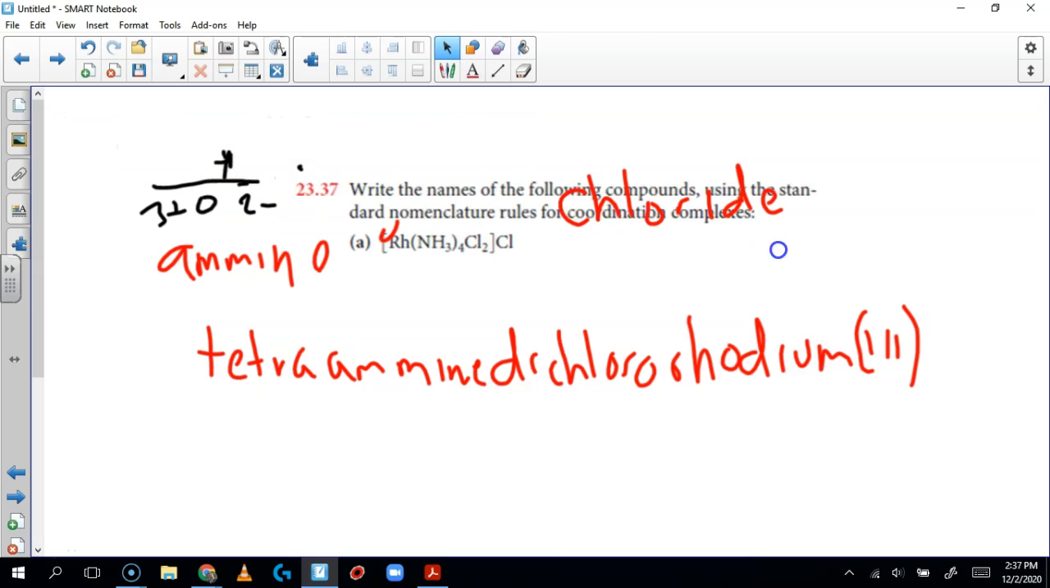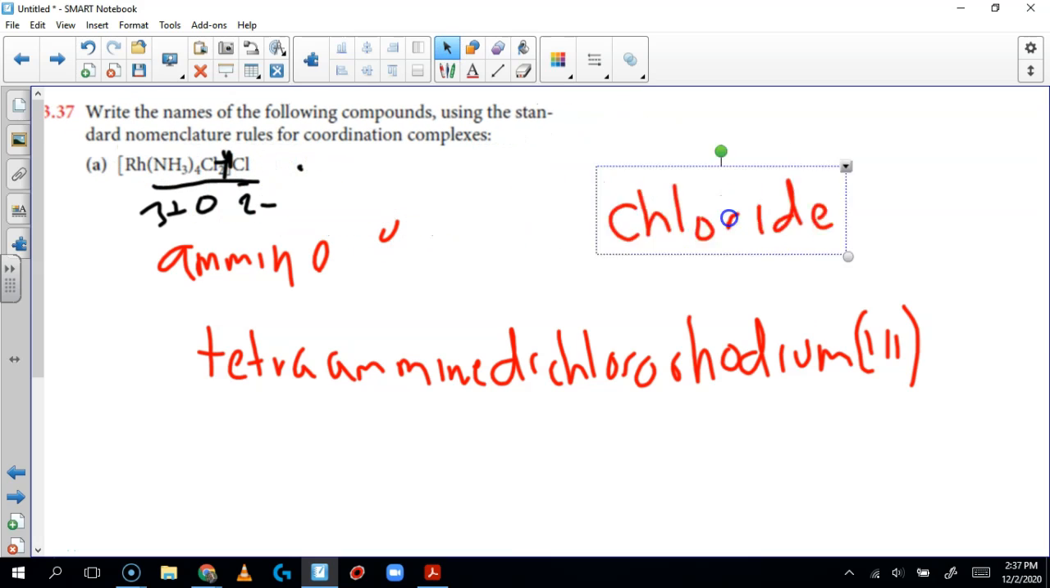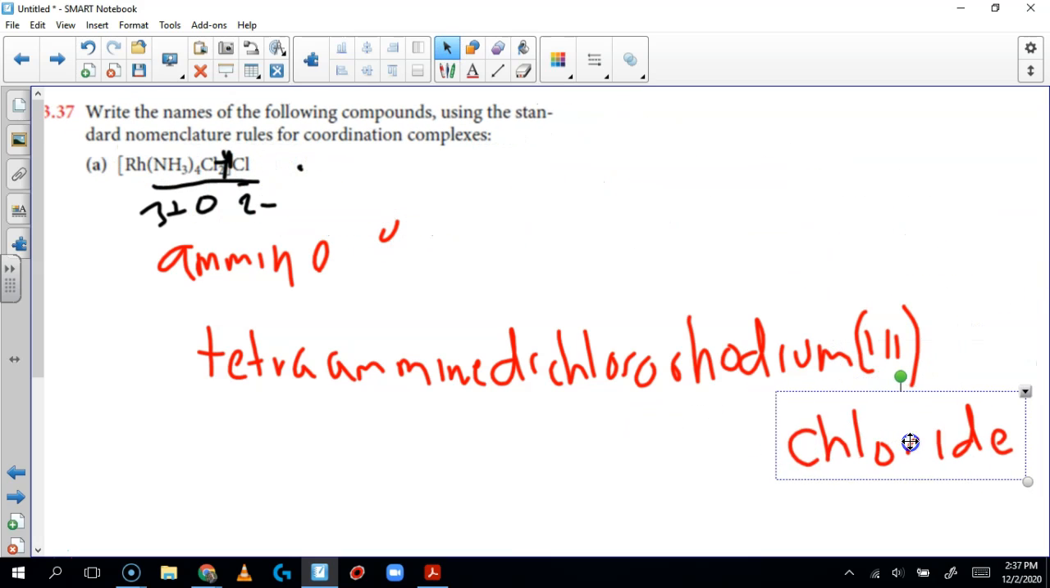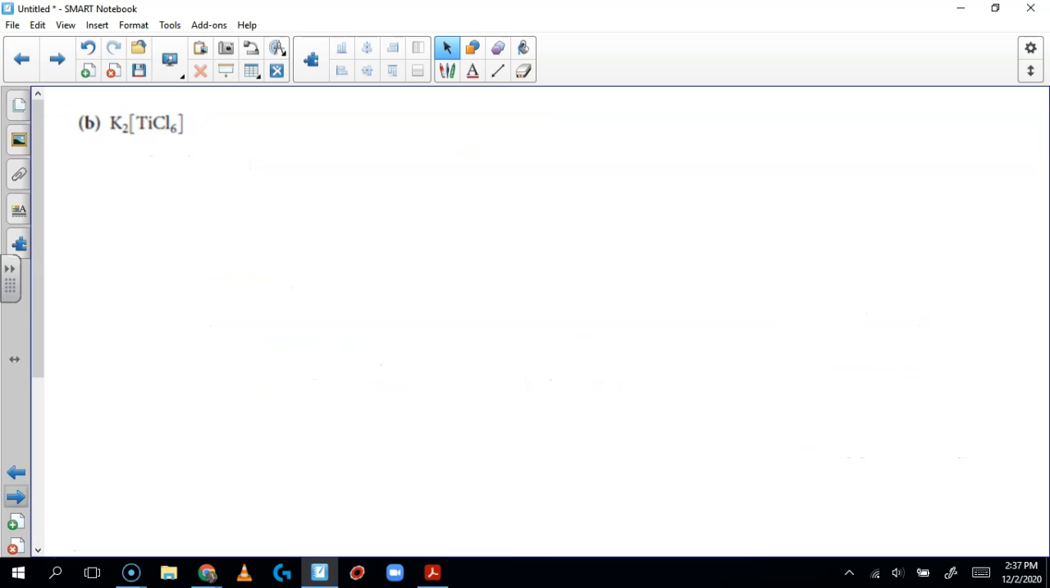And then the chloride comes down and is the end of that. These names are going to be long and ridiculous and sound kind of funny, but that's just the way it is going to work. So that's the name of this first one. Now let's look at the second one.